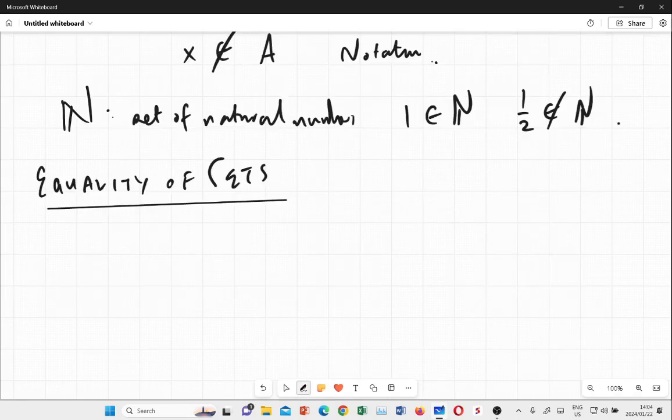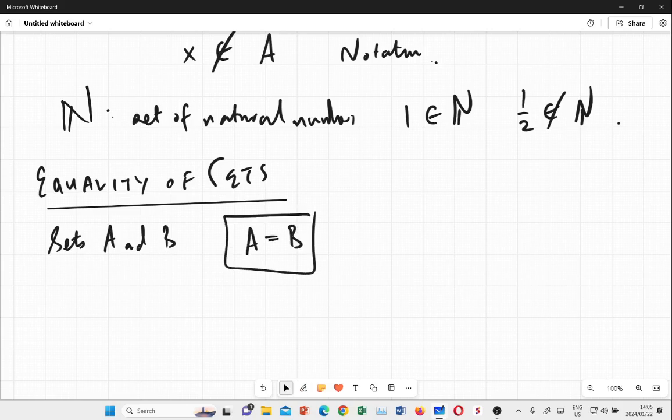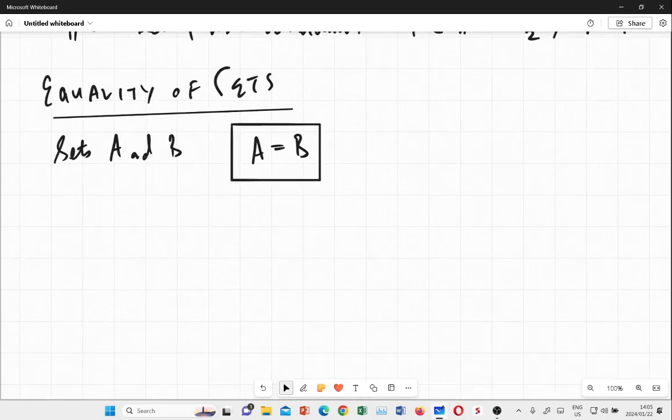Now we move on to the idea of what is called the equality of sets. Suppose we've got two sets, A and B. How do we define whether these two sets are equal, or whether the two families are identical? This obviously happens when the things that are in family A are actually in family B. So they've got identical things.